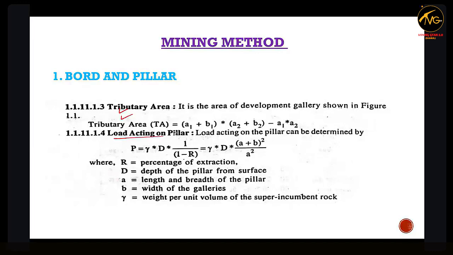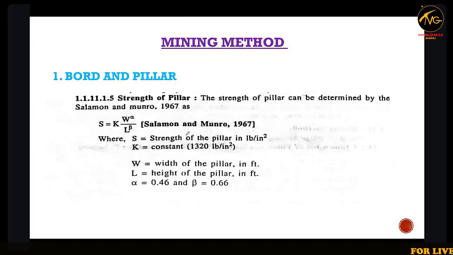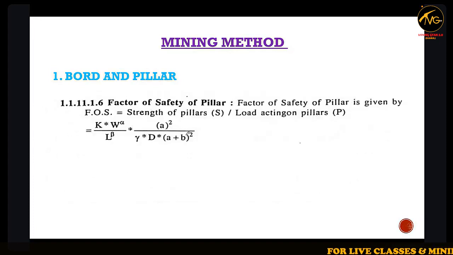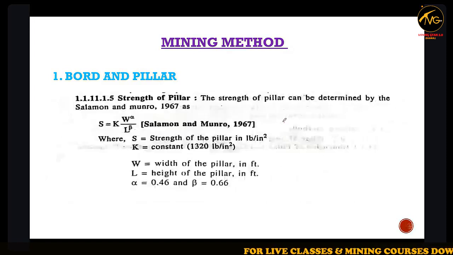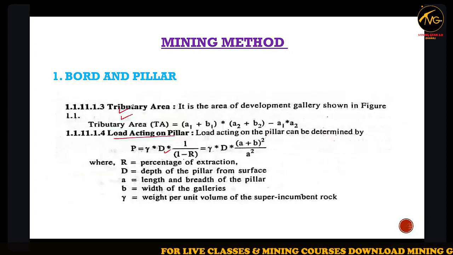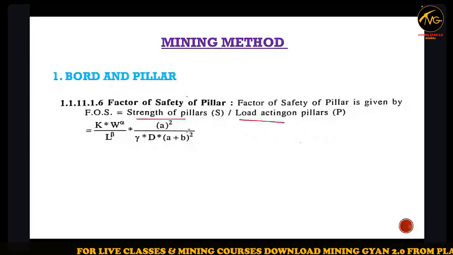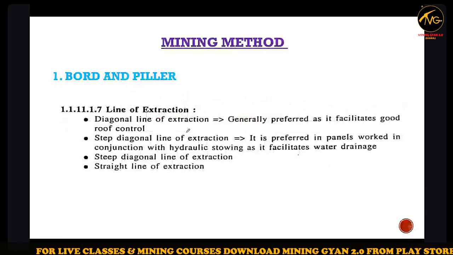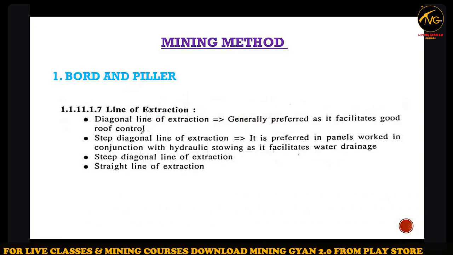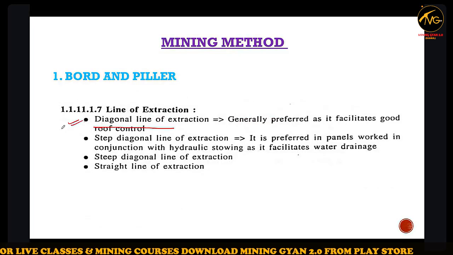ओके, so load acting on the pillar formula gamma D 1 by 1 minus r. Strength of the pillar, then factor of safety. फैक्टर ऑफ सेफ्टी क्या होता है कि strength of the pillar divided by load acting on the pillar. So strength of the pillar का फॉर्मूला ये था, इसको याद रखना है, and loading acting on the pillar का फॉर्मूला ये है, उसको डिवाइड कर देना है. If they ask you should know the formulas. लाइन ऑफ एक्सट्रैक्शन में बोला था आपको कि डायगोनल लाइन ऑफ एक्सट्रैक्शन इंपॉर्टेंट होता है. Generally we prefer generally diagonal line of extraction.